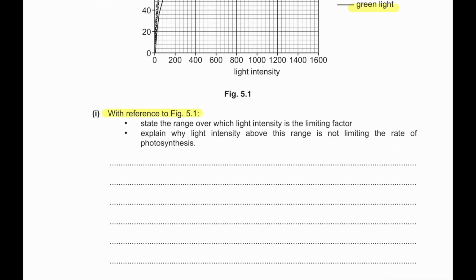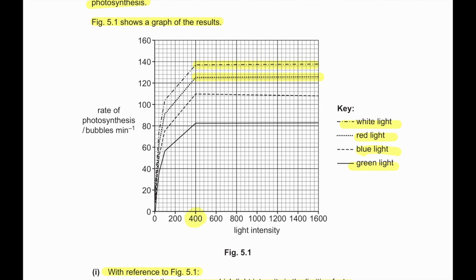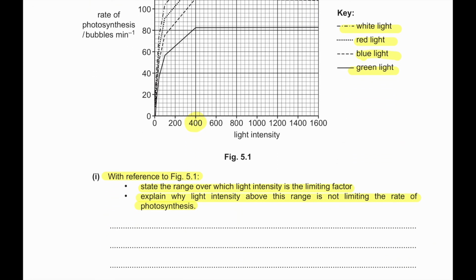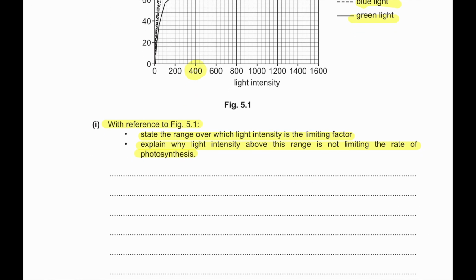With reference to figure 5.1, state the range over which light intensity is the limiting factor. Explain why light intensity above this range is not limiting the rate of photosynthesis. In every case light intensity is the limiting factor up to 400. So from 0 to 400, light intensity is the limiting factor. After 400, the concentration of carbon dioxide becomes the limiting factor. A lower temperature will also limit the rate of enzyme-catalyzed reactions. Low carbon dioxide concentration means less carbon dioxide will be fixed. Maximum light is being absorbed by the pigments.